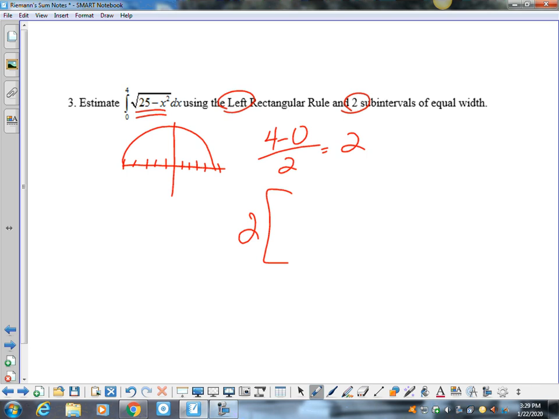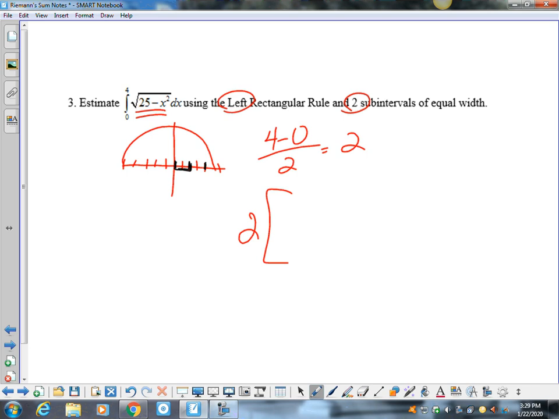I only want 2 subintervals, and I'm going from 0 to 4. So I'm going from here to here with 2 subintervals. So I'll have another one at 2.